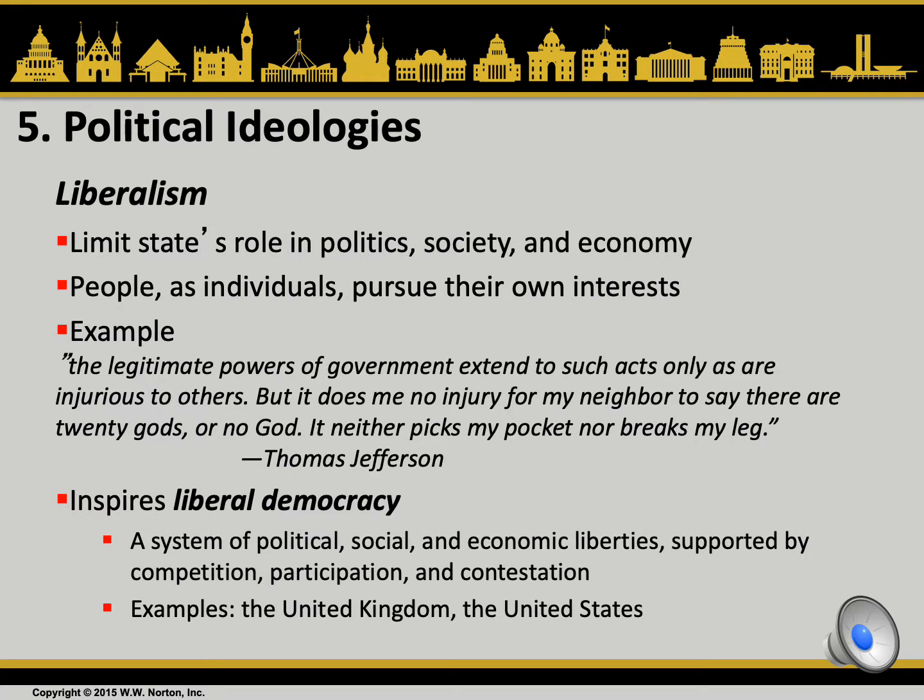You can see the attributes of liberalism as a political ideology listed on this chart, basically limiting the state's role in people's lives. People are individuals, and they pursue their own interests. Again, the freedom side of the freedom versus equality equation. The example provided is Jefferson as a champion of this ideological thinking.